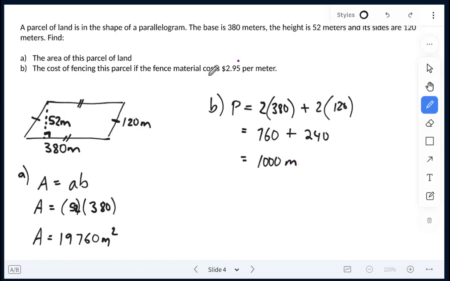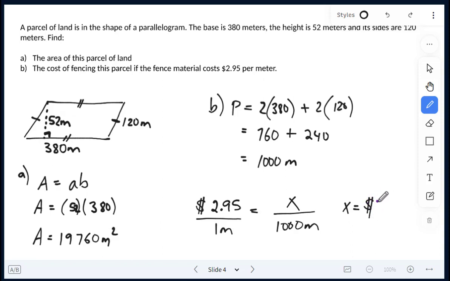The next part of part B is how to figure out the cost. We know it's $2.95 per meter, so per 1 meter. And we need to figure out what is the cost for 1,000 meters. So that is what we're solving for, x there. So cross multiplication, 2.95 times 1,000 divided by 1. That gives me my answer here of $2,950. All right, so that will be the cost to fence that parcel of land.